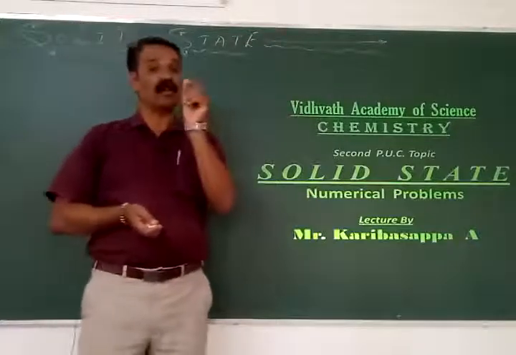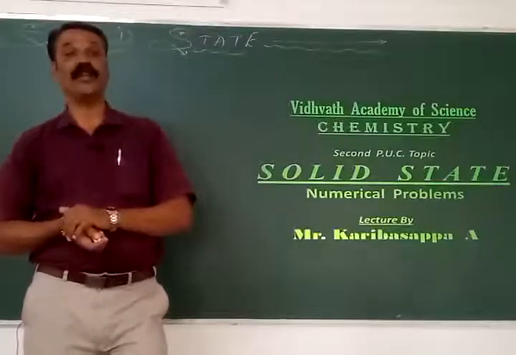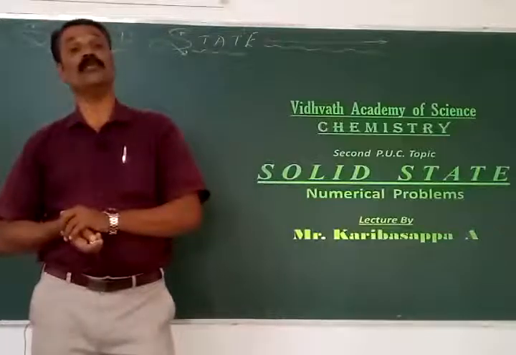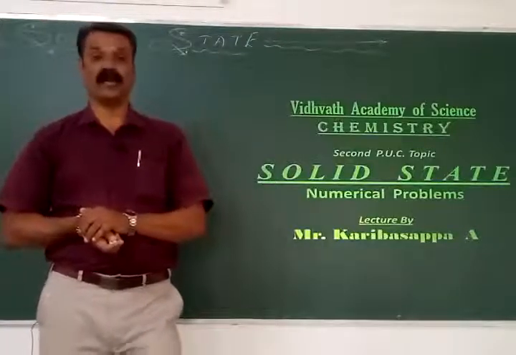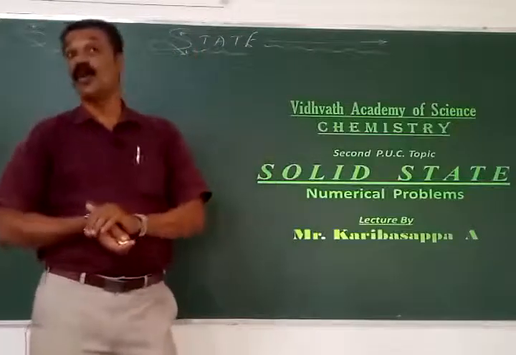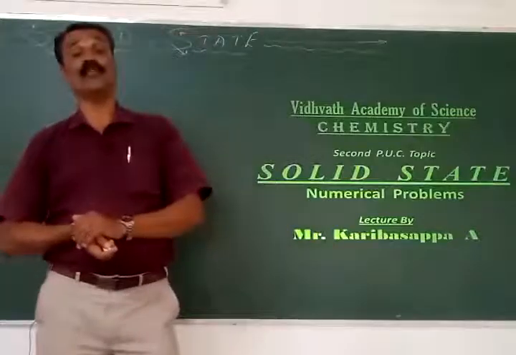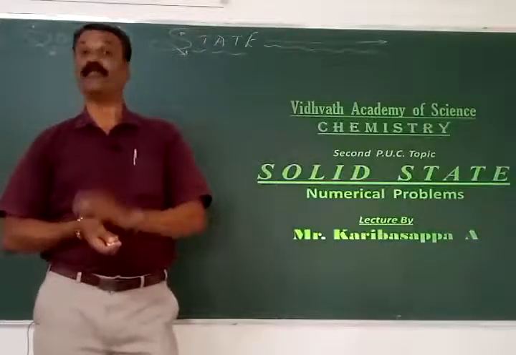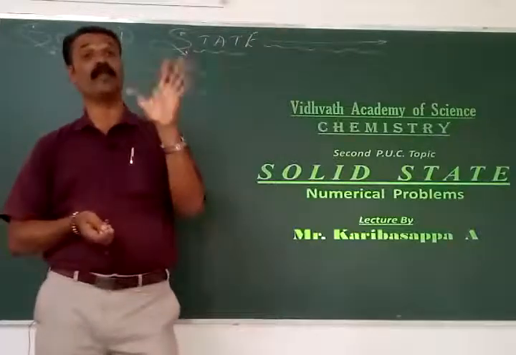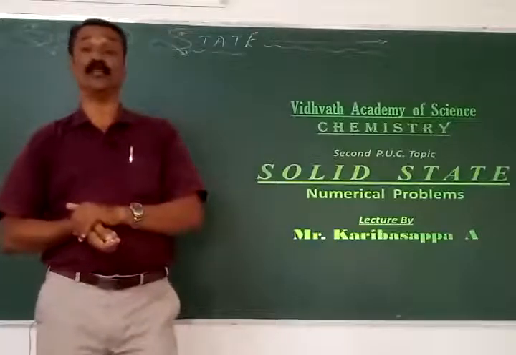After that we have the relation between the radius of the sphere and the edge length of the unit cell, which can be of three types. For simple cubic, r = 0.5 × a, where a is the edge length. For body centered cubic, r = 0.433 × a. And finally, for FCC or CCP, or HCP, r = 0.3535 × a.